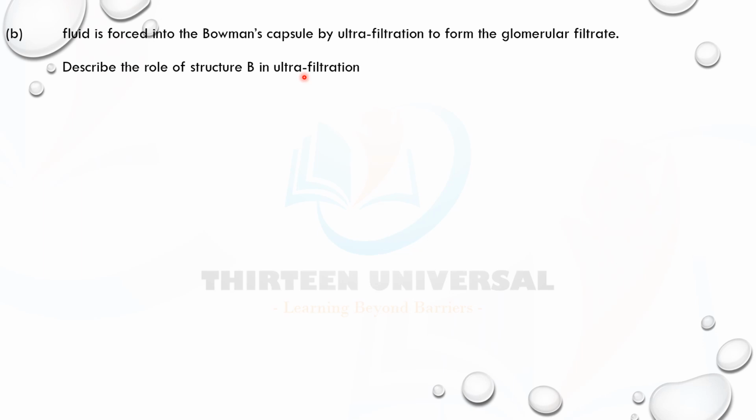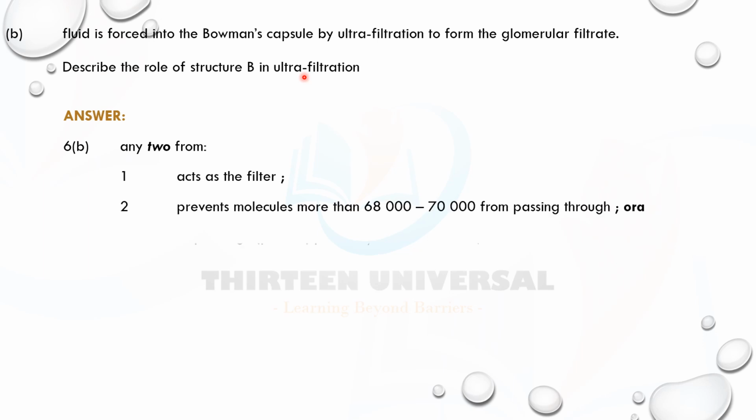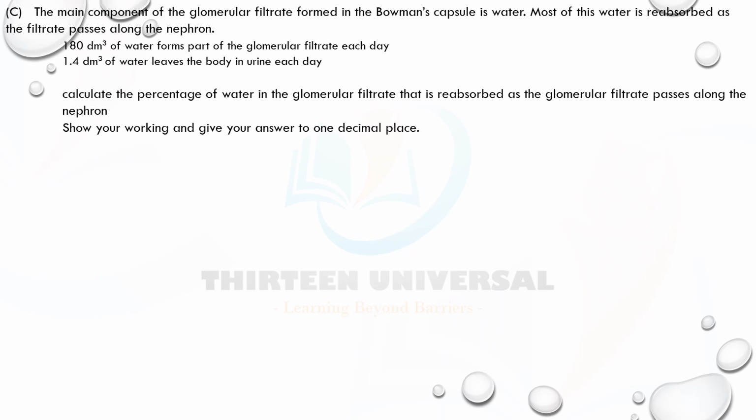So it prevents large molecules that are bigger than 68,000 molar mass and above from passing into the lumen of the Bowman capsule. It also prevents red blood cells and large proteins from passing. So it acts as a filter, preventing that from happening. So it's the main molecular filter. That's the function of basement membrane B, it acts as a filter.